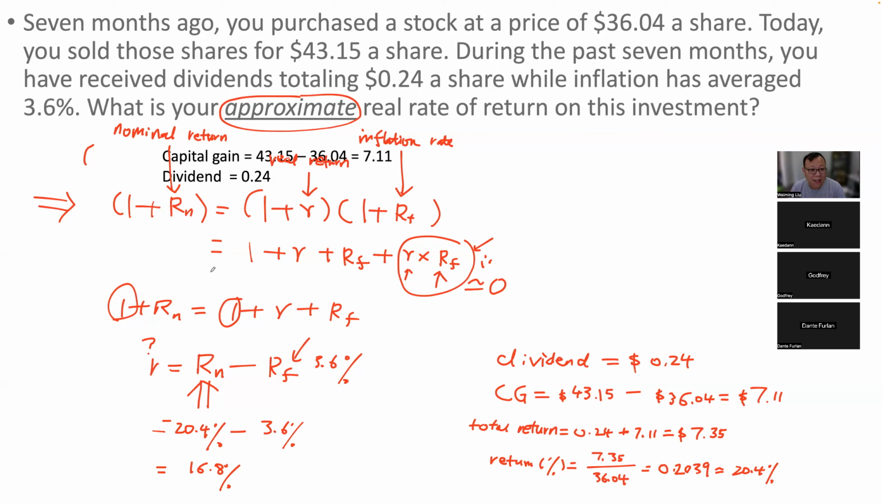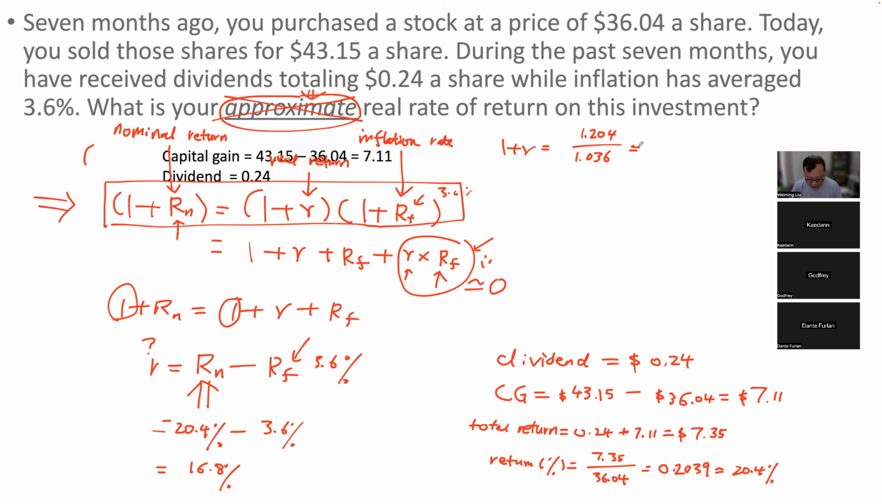Note that if they ask you what is your real rate, if this word "approximate" is important, then a rough answer is fine. If the question does not have this information, then you have to use this original formula. So you enter 20.4% here and 3.6% here. So your 1 plus R equals 1.204 divided by 1.036. Okay, let me do this.